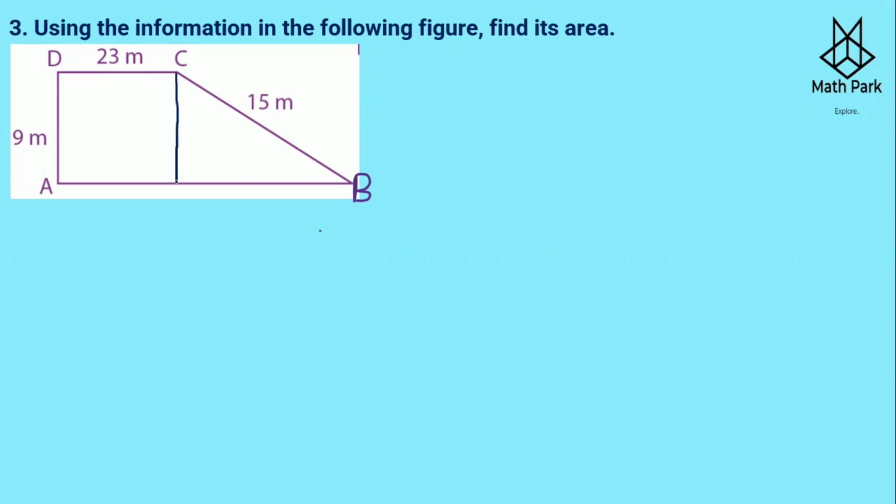So when we drop a perpendicular, you get a rectangle wherein opposite sides are equal. Let us take this as CE. So CE is 9 meter and AE is 23. So let us find BE by Pythagoras theorem.